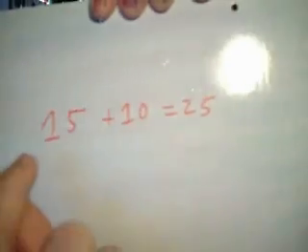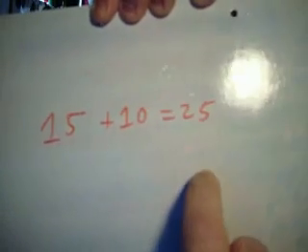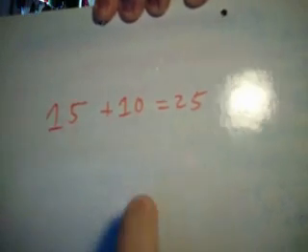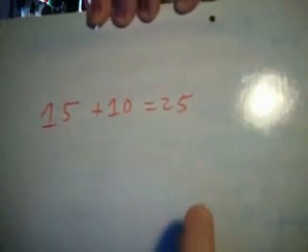I'll get that a little closer. 15 plus 10 equals 25. And that's how many miles he actually drove that entire day. And that's how you solve that word problem.